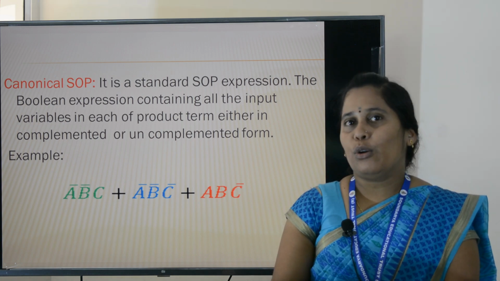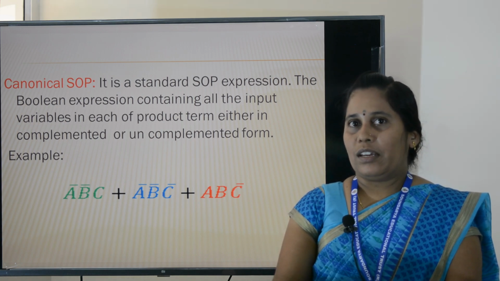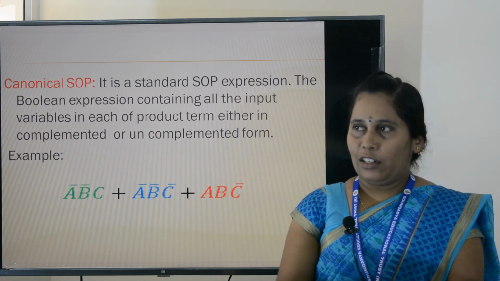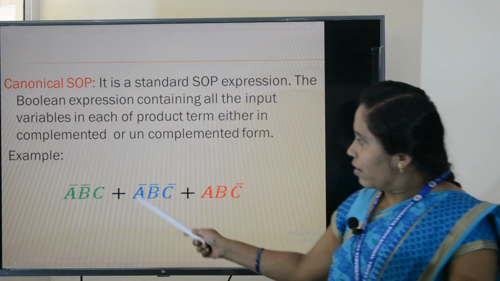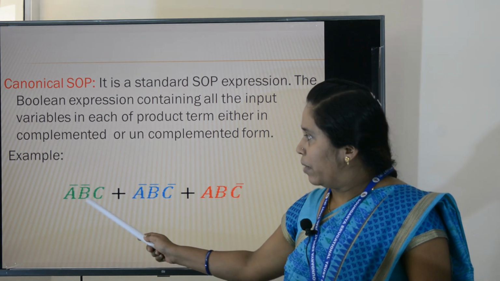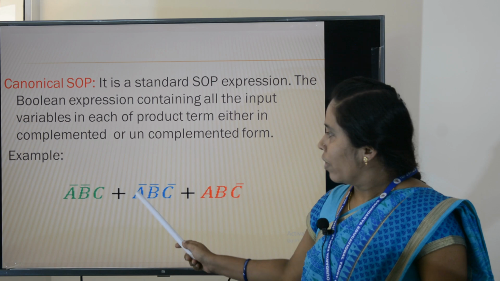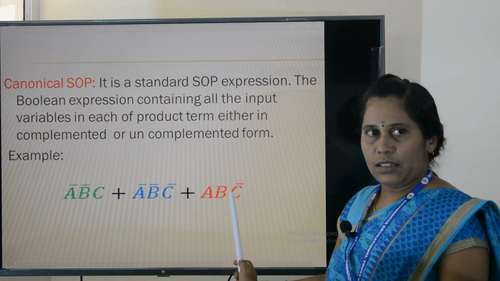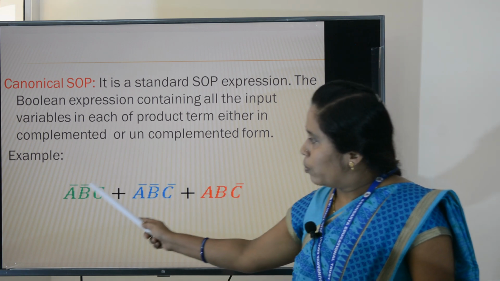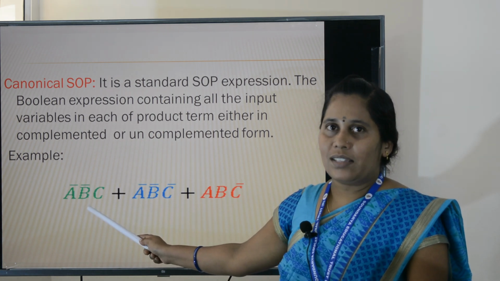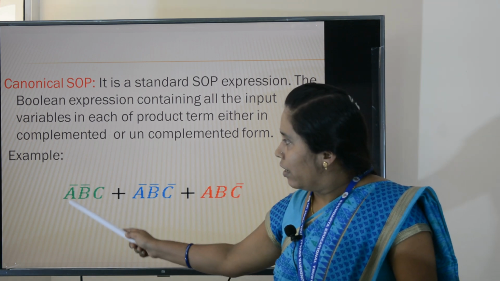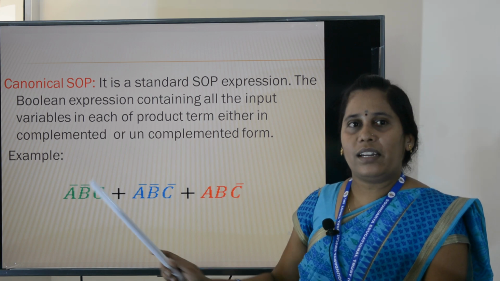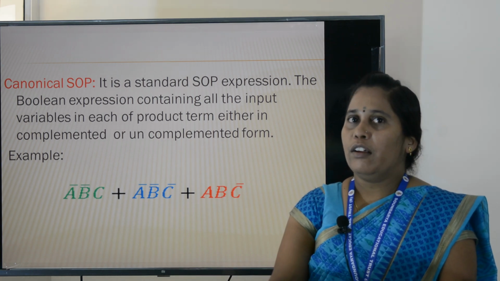It is addition of several product terms. Here the variables are in complemented or uncomplemented form. In this example, A bar B bar C is a product term, A bar B bar C bar is the second product term, A B C bar is the third product term. So this product term is also called as minterms. So here all the variables must be present. It may be in complemented or uncomplemented form.